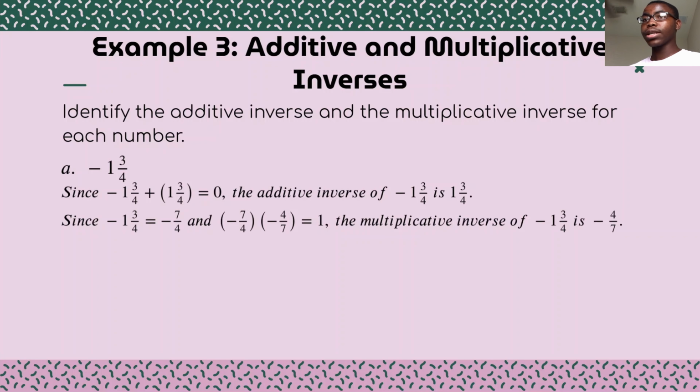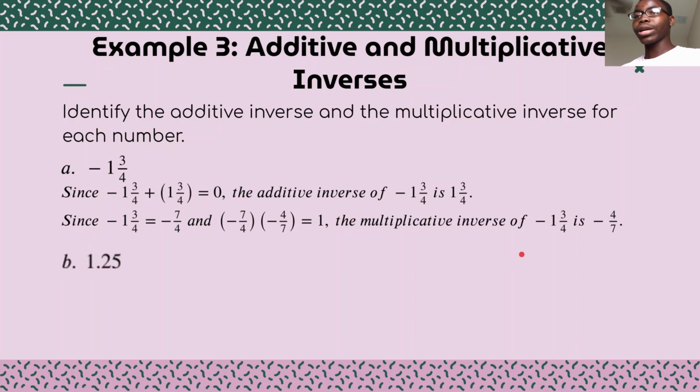And for multiplication, since -1 and 3/4 is equal to -7 over 4, which is the improper fraction, they have the same value. And -7 over 4 times -4 over 7, which is the reciprocal, is equal to 1. The multiplicative inverse of -1 and 3/4 is -4 over 7.